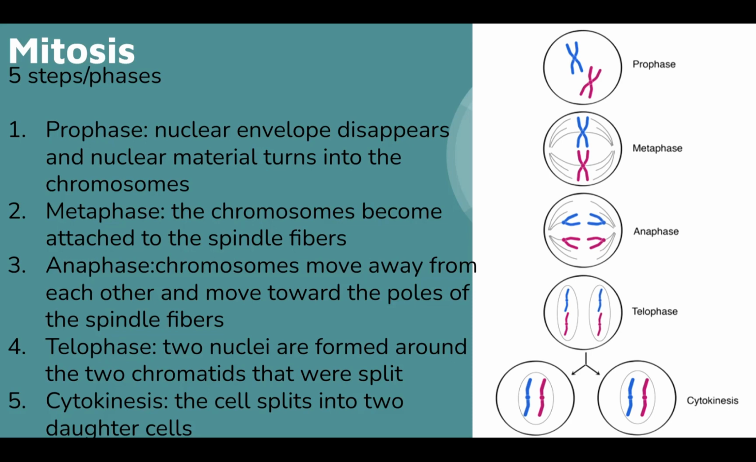Then anaphase, in which the chromosomes move away from each other and move toward the poles of the spindle fibers. Telophase, in which 2 nuclei are formed around the 2 chromatids that were split. And finally, cytokinesis, where the cell finally splits into 2 identical daughter cells. And we can see on the diagram on the right the actual pictures of these processes.